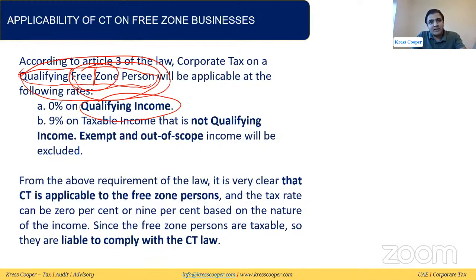A lot of people are asking these questions: will corporate tax be applicable on the free zone person, or will it not be applicable? This is very obvious. It is very clear that corporate tax will be applicable on the free zone person. The rate of tax can be 0% or 9%, depending on whether they are earning exempt or qualifying income. Once corporate tax is applicable to the free zone person, they are liable to comply with the corporate tax law provisions as well.